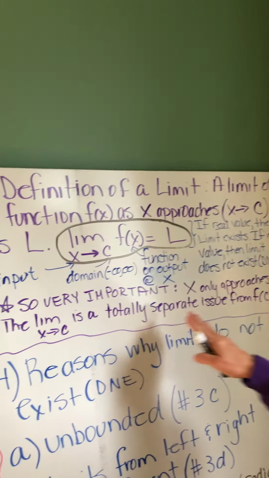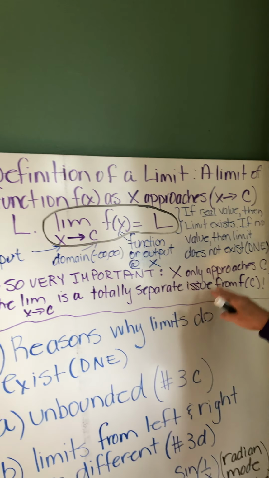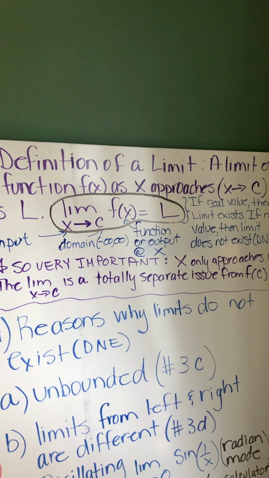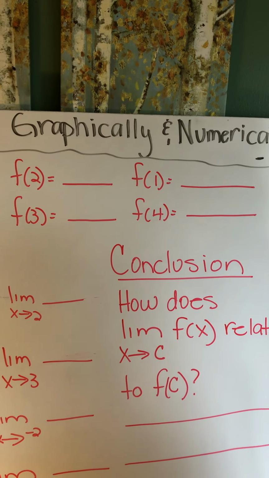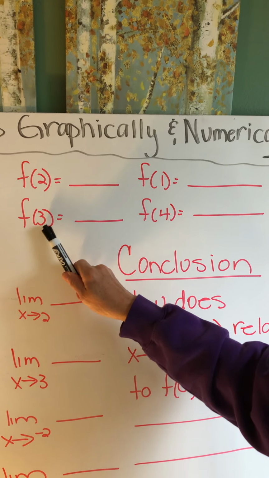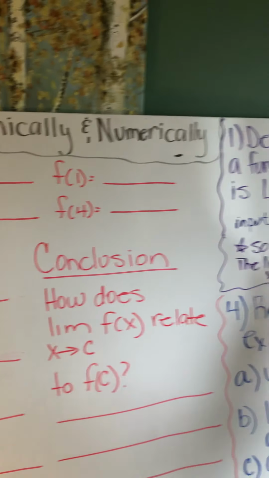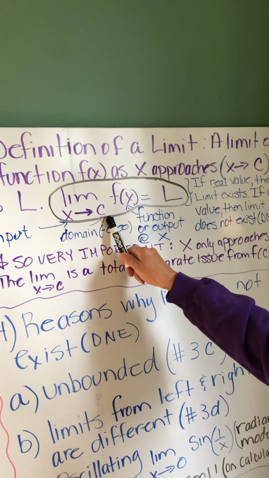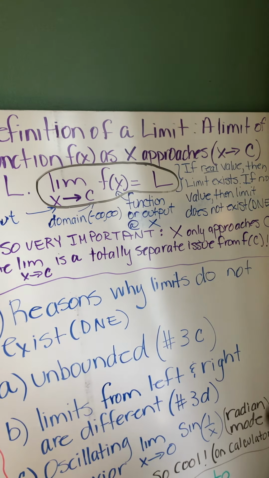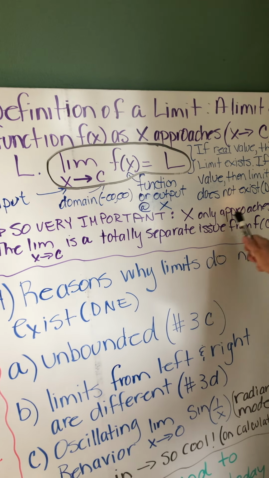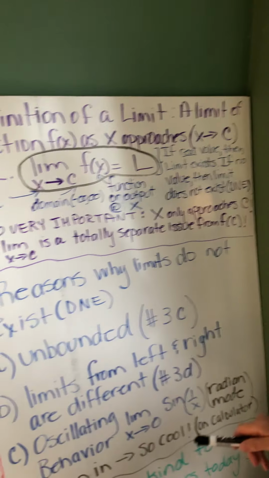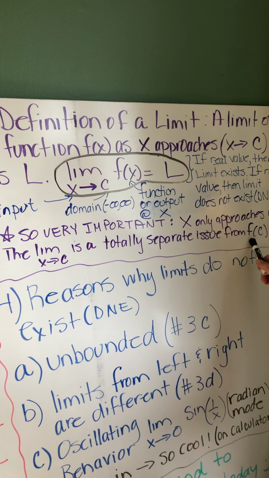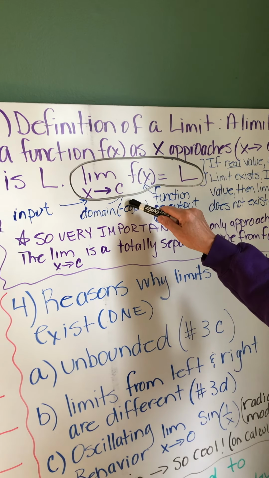So this is so very important, is that x only approaches c. You're so used to, let's just look in red here real quick, you're so used to evaluating a function at an x value. We are only approaching that x value, not actually landing on it. So x only approaches c. The limit as x approaches c is totally separate from what the value of the function is right at c.